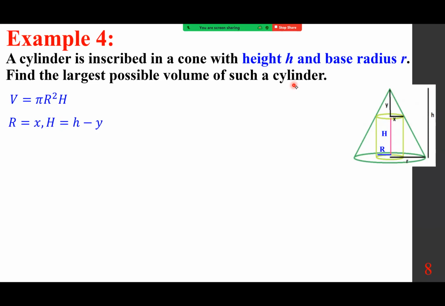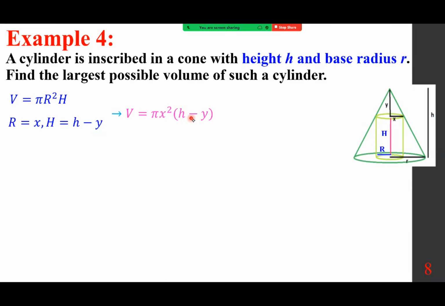So you have to define your variables accordingly, and your variables may be different. It doesn't matter as long as it's there. More power to you. So the volume is pi r squared h. So what do we do? We change the r with x and capital H with h minus y. So we put this into this formula, and v becomes pi x squared times the parentheses h minus y.